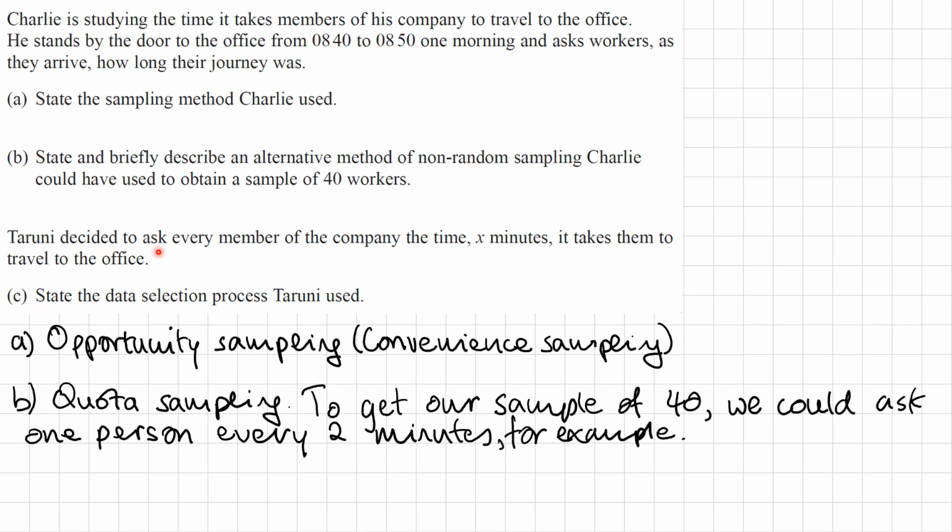Taruni decided to ask every member of the company the time, X minutes, it takes them to travel to the office. Part C, state the data selection process Taruni used. The key thing here is he asked every member of the company. So this is not a sample, this is every single person, which is a census. When there is no smaller sample of the whole population, you basically sample the whole population.